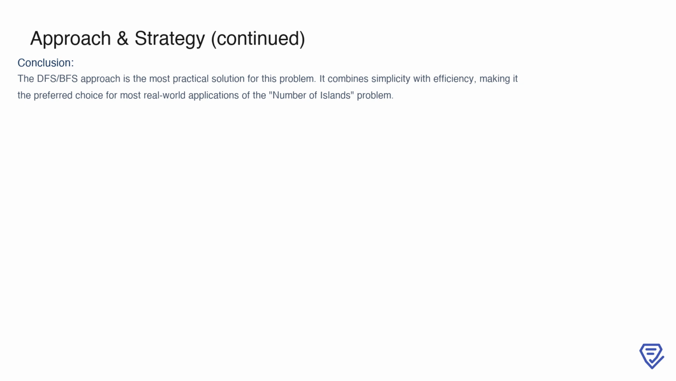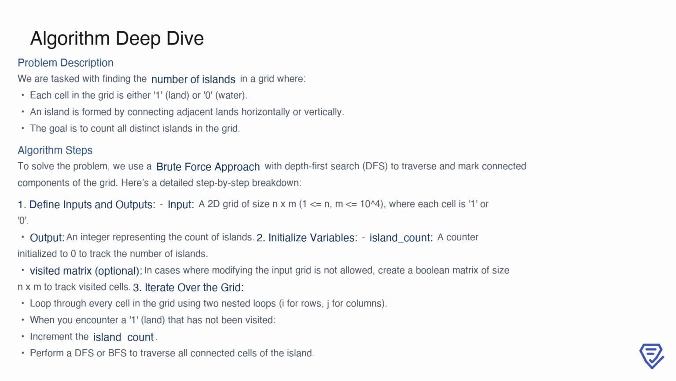In this problem, we need to determine the number of islands in a given 2D grid. Each cell in the grid is either 1, representing land, or 0, representing water. An island is formed by connecting adjacent land cells, either horizontally or vertically. The challenge is to count all distinct islands in the grid.